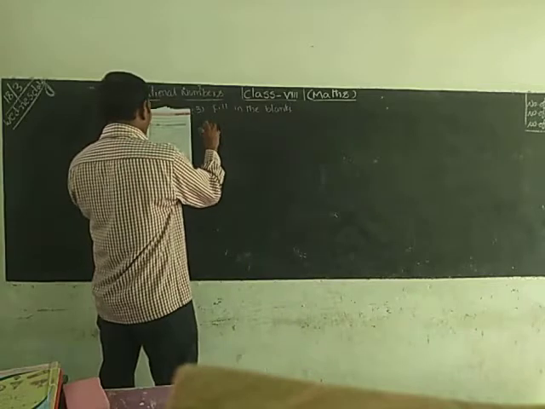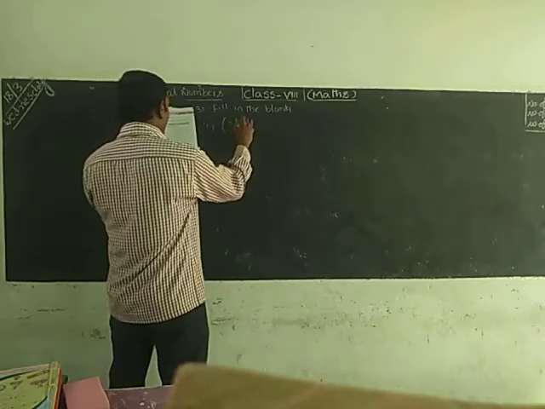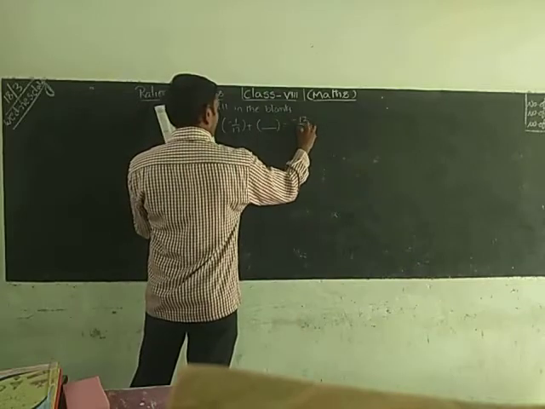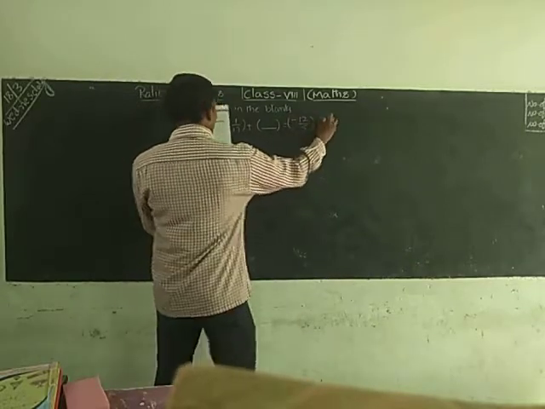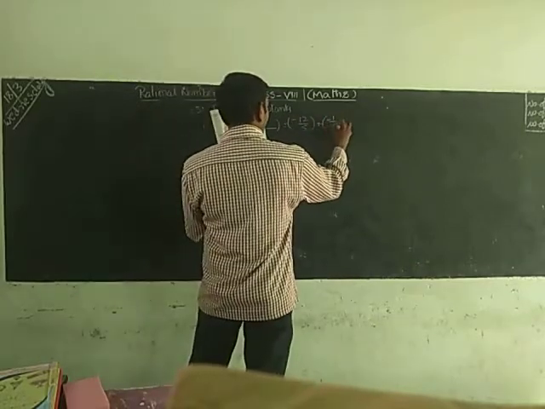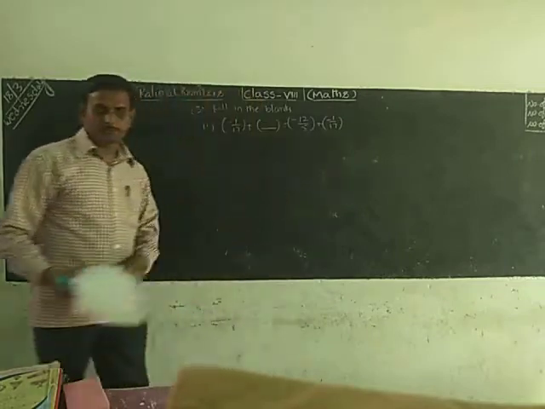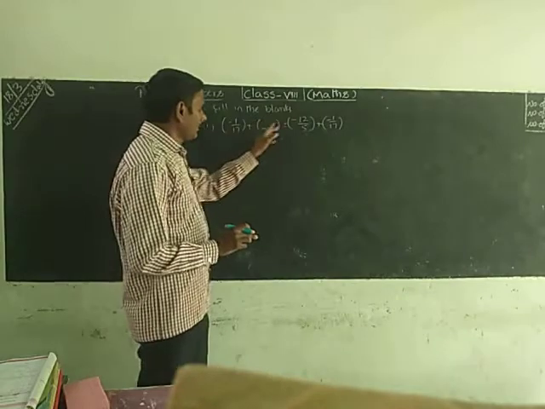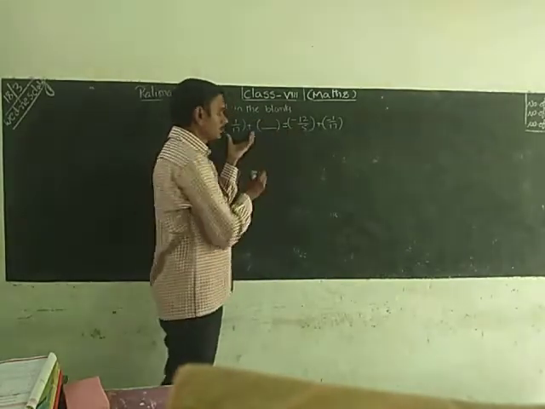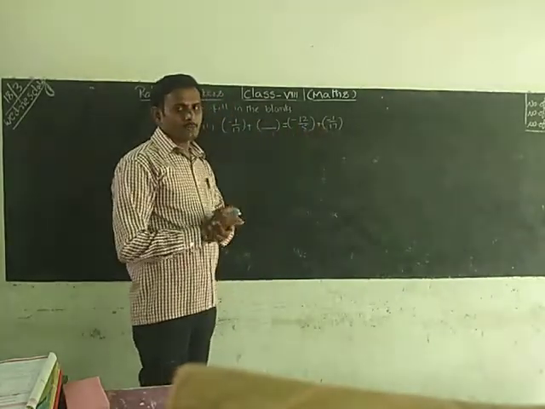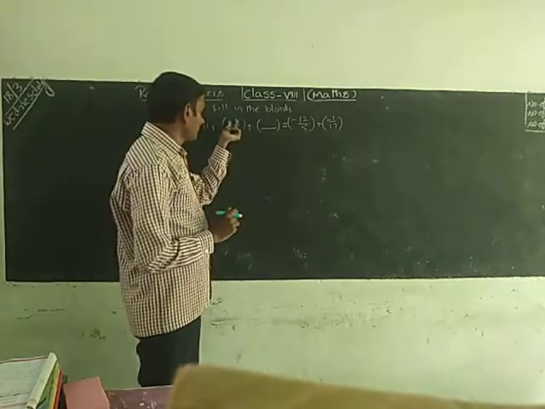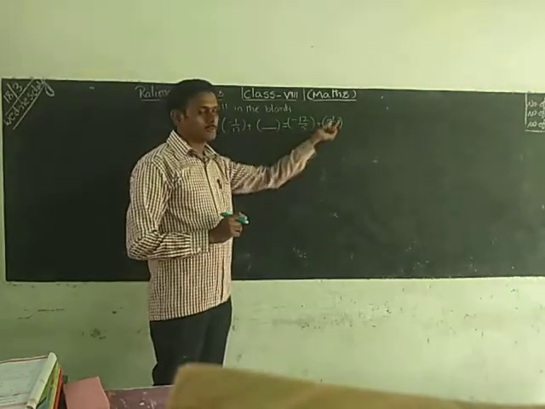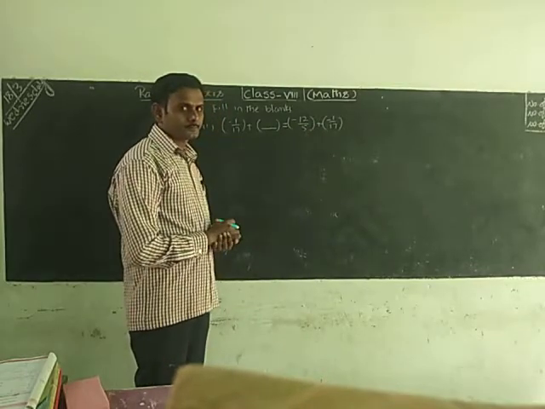What is the question here? Minus 1 by 17 plus blank equals minus 12 by 5 plus minus 1 by 17. What is the blank? We have to identify the missing number. We have two numbers only, and we are doing addition only. Minus 1 by 17 plus blank equals minus 12 by 5 plus minus 1 by 17. Can you say the answer for this one?